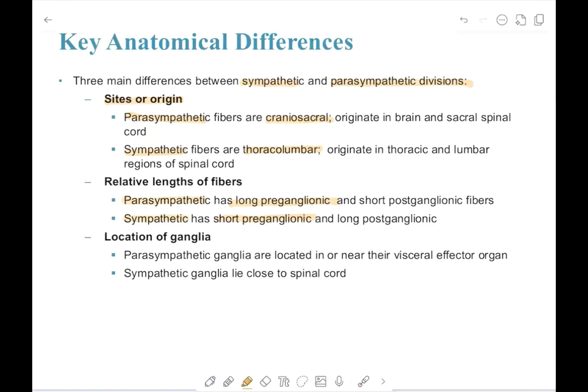The location of the ganglia is also different because of those lengths of the fibers. So since the sympathetic has a short preganglionic, it would make sense that the ganglia lie close to the spinal cord. Since the parasympathetic division has a long preganglionic axon, it would make sense that the ganglia are near their visceral effector organs.